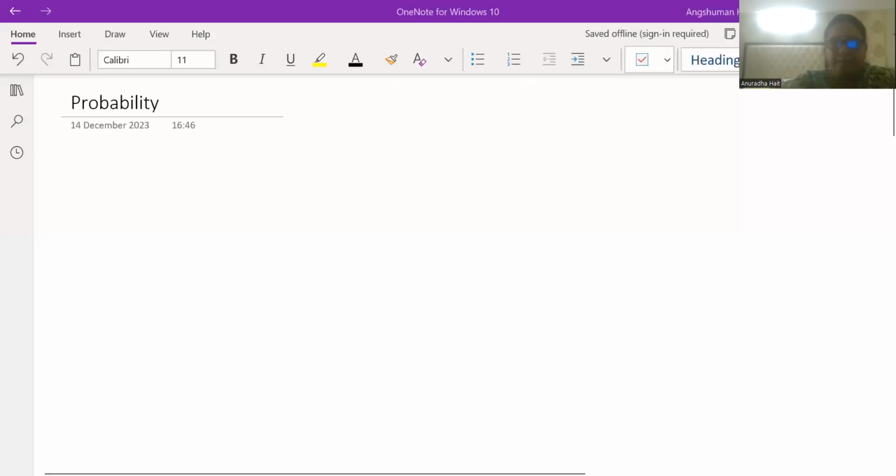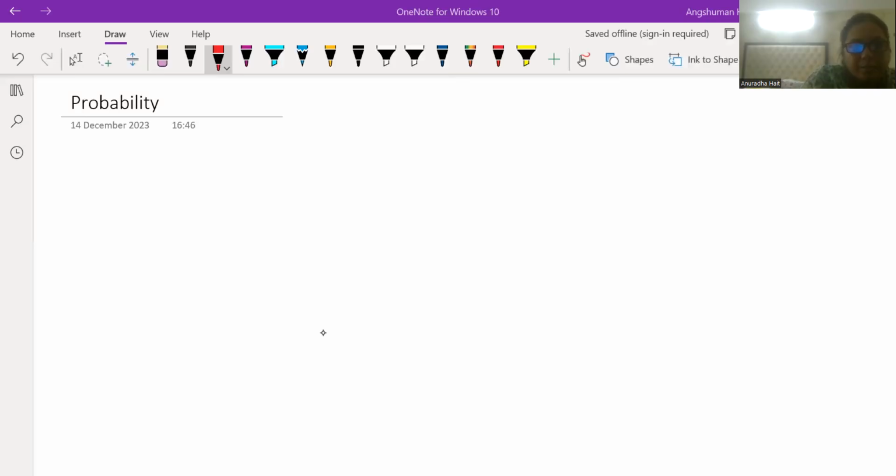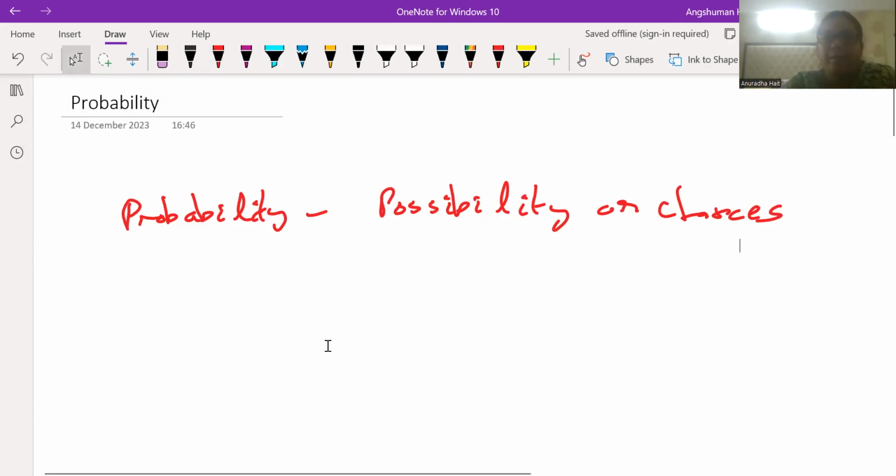So we can write that the meaning of the word probability is possibility or chances. For example, we are throwing a dice. If I throw a dice, we are not sure which point we are getting. We can get 1, 2, 3, 4, 5, or 6. We throw a coin, we can get head or tail.